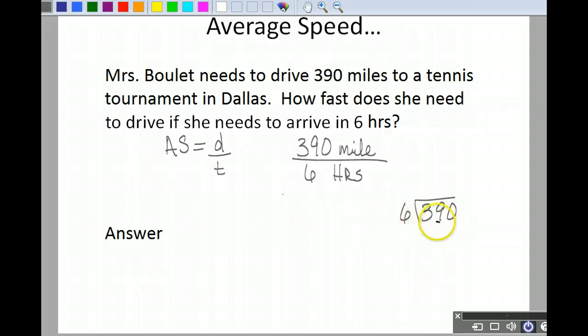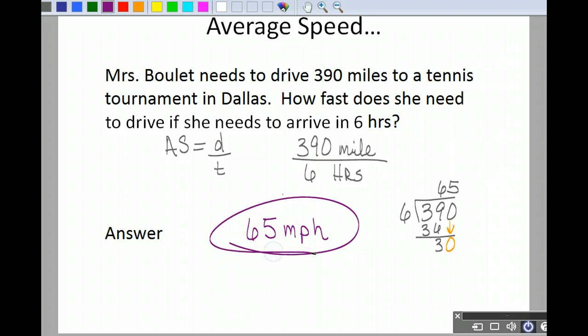Okay, 6 won't go into 3. How many times will 6 go into 39? 6. 6 times 6 is 36. 9 minus 6 is 3. 3 minus 3 is 0. I'm going to bring down this 0. How many times will 6 go into 30? 5. So my final answer is 65 miles per hour. Make sure you put your unit.